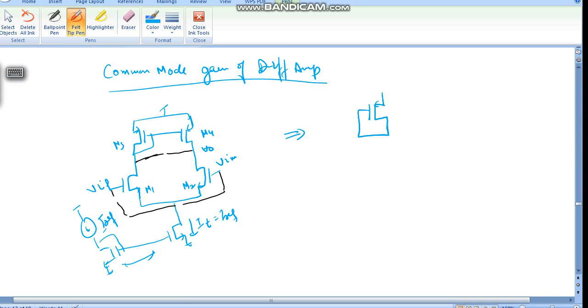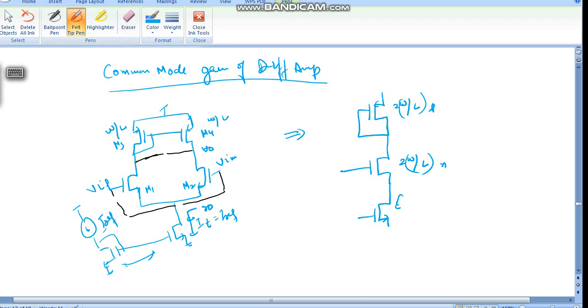Okay, now our common mode equivalent circuit is like this. So if this is W by L and this is W by L, this will be 2W by L, and for NMOS it will be 2W by L. So this is say P, this is N, and this has some resistance, say RO. Here RO, this resistance here will be RO.